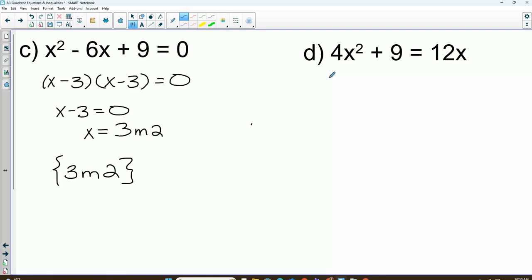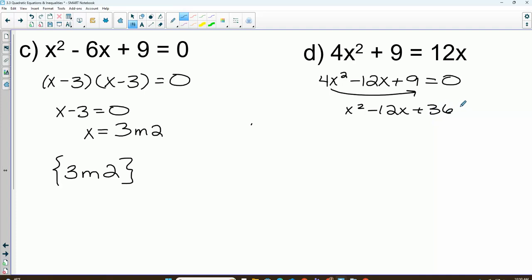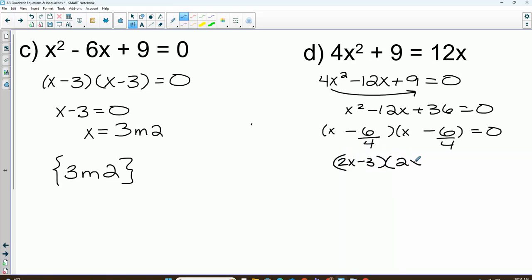And D, what would we do? X squared minus 12x plus 36. What multiplies to 36? Then what do we do? Divide our 4 back. So that reduces to 3 over 2, so we get 2x minus 3 times 2x minus 3.